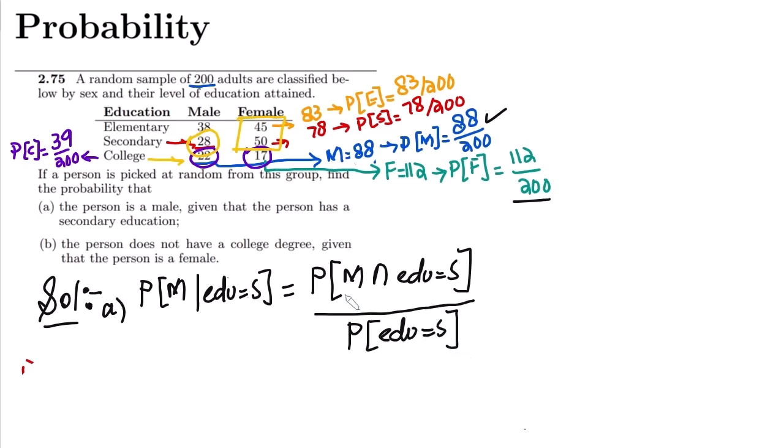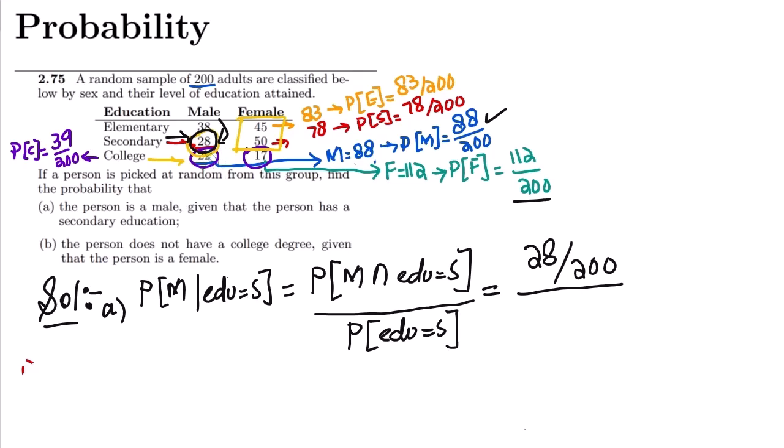Now let us see the number of males who have the education level equal to secondary. That is already given, and we can see that this entry shows the number of males who have the secondary education. So this would be the number of males with secondary education divided by the total number of adults, which is 200, divided by the probability that the education is secondary.